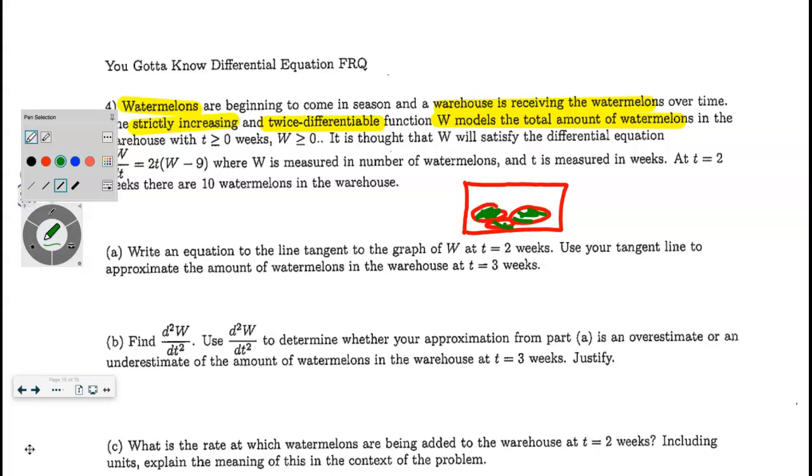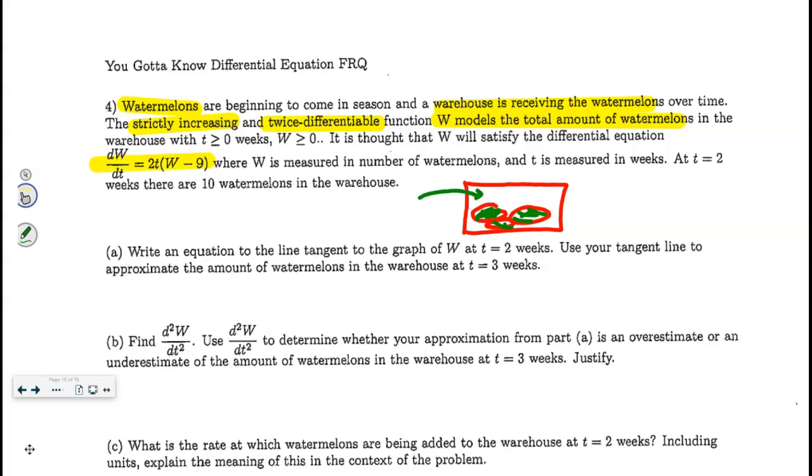And it says that, let me erase this. This is dW/dt, which is the rate that watermelons are going in. They aren't being taken out because it says W is strictly increasing. So the number of watermelons is going up over time. Its rate of change, the rate at which they're entering, is unique because it's a function of both the independent variable and the dependent variable. So like if this was dy/dx, it's a function of x, which we're used to, and t, and y. So it's a little bit goofy.